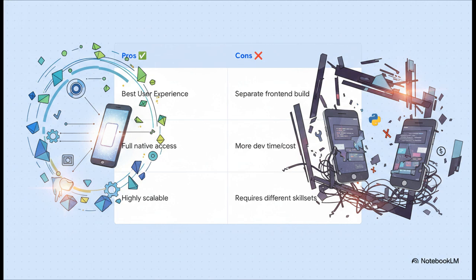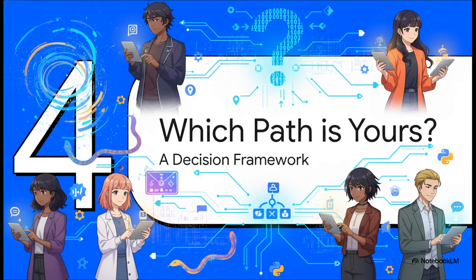And here we have the ultimate trade-off, right? The benefit is just unparalleled. You get the best possible user experience, hands down. It's snappy, it's responsive, you get easy access to every single native feature the phone has to offer, and it's super scalable. The downside, though, is a big one. You are literally building and maintaining 2 completely separate code bases, one for your Python backend and one for your native front end.